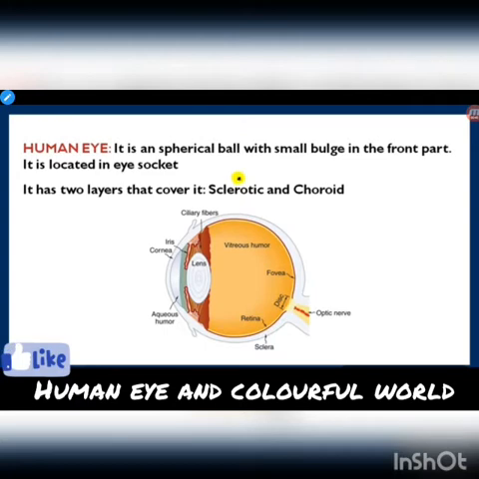Now, you know that the human eye is a spherical ball with a small bulge in the front part, and the eye is located in the eye socket. Mainly there are two layers in the eye. One is the sclerotic and the next is the choroid. Sclerotic, also known as sclera, is the outermost layer of the eye, and choroid is the innermost layer of the eye.